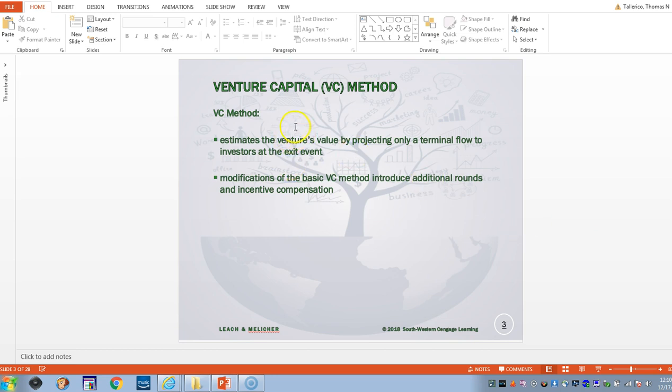Okay, so the venture capital method estimates the venture's value by projecting only a terminal flow to investors at the exit event. So you can see the words terminal flow, when the company's either done or everything's being harvested, and basically there'll be modifications to that, right? And it'll introduce additional rounds of financing and some kind of incentive compensation.